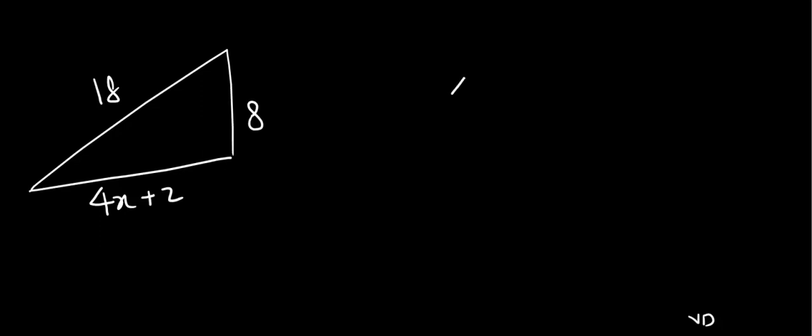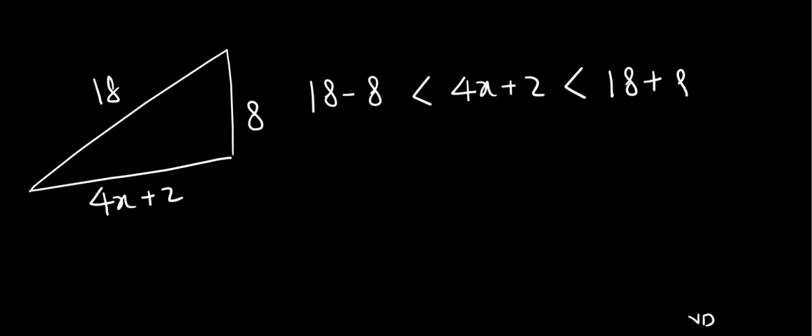Okay, we're going to put 4x plus 2, that is one side, must be greater than the difference of the other two sides. So it's 18 minus 8. Must be less than the sum of other two sides. 18 minus 8 gives us 10. We're going to copy it down for 4x plus 2, less than 18 plus 8, that is 26.